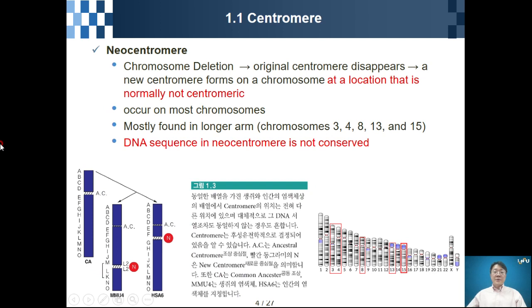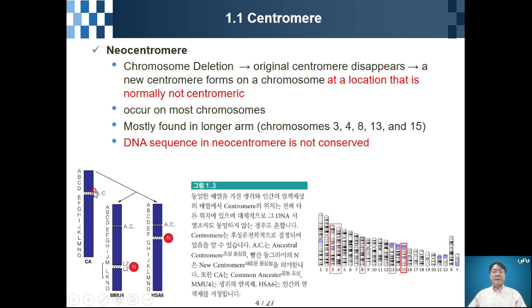This is the chromosome. The chromosome is composed of a short arm and a long arm, and this is the AC. The AC region is what we call the ancestral centromere. So this is the centromere region, and the original centromere is located here.